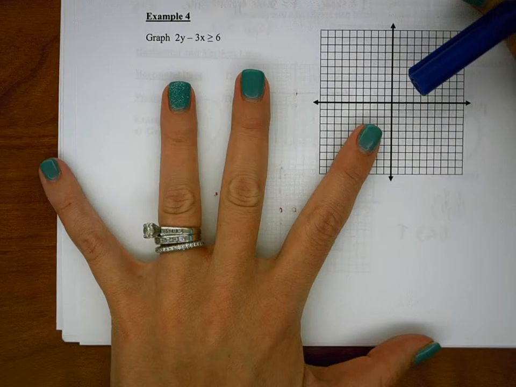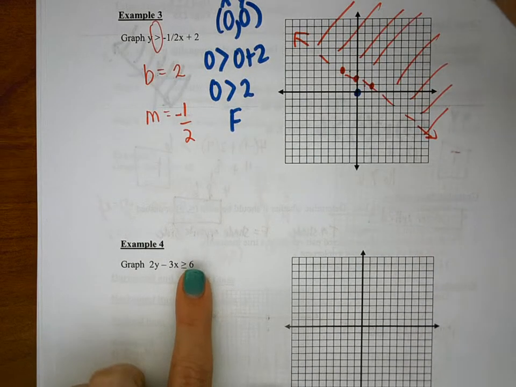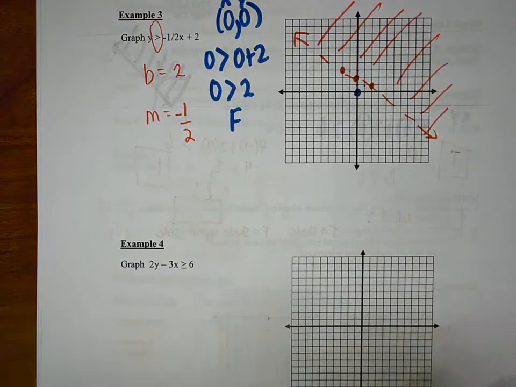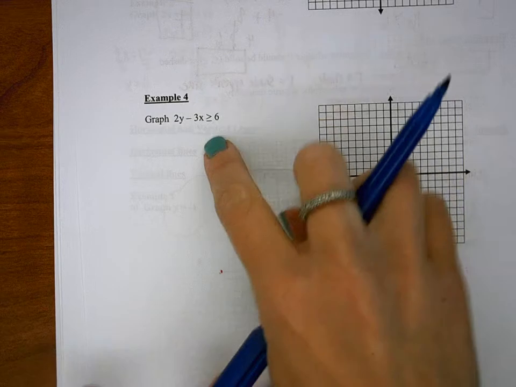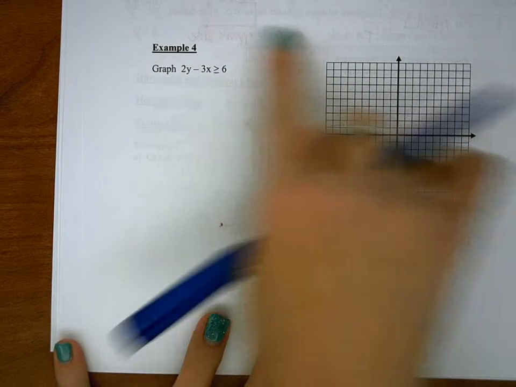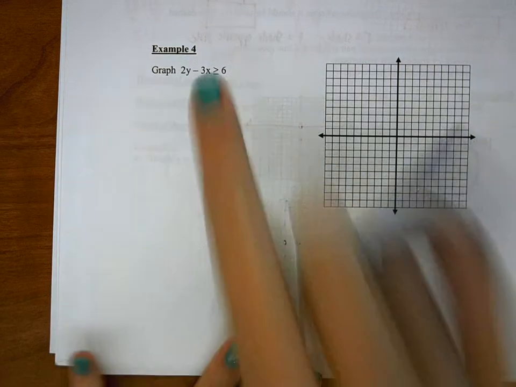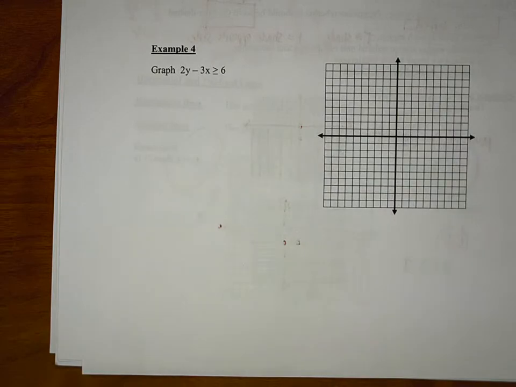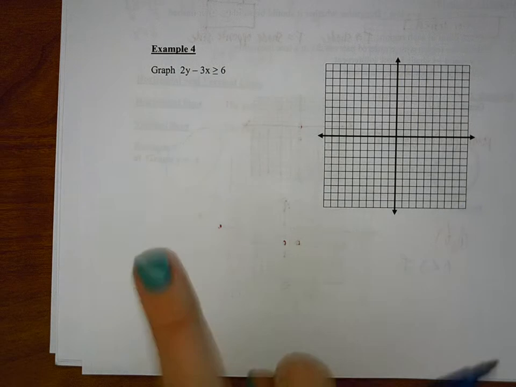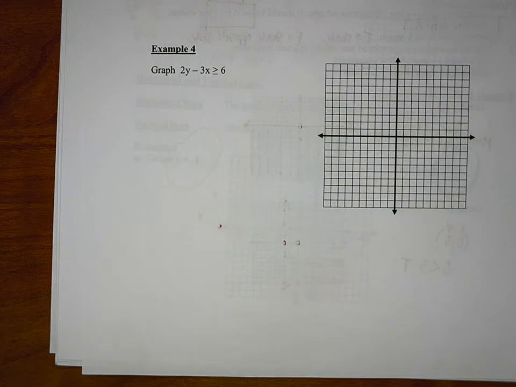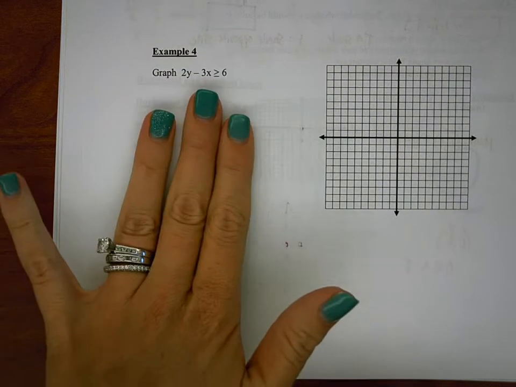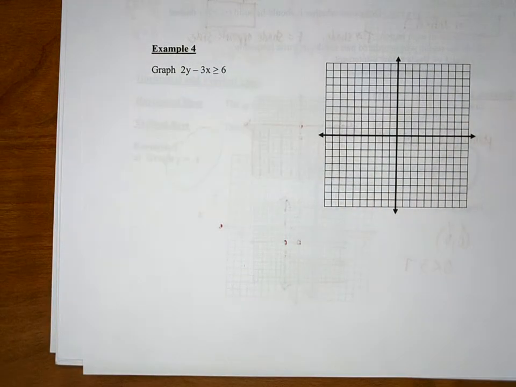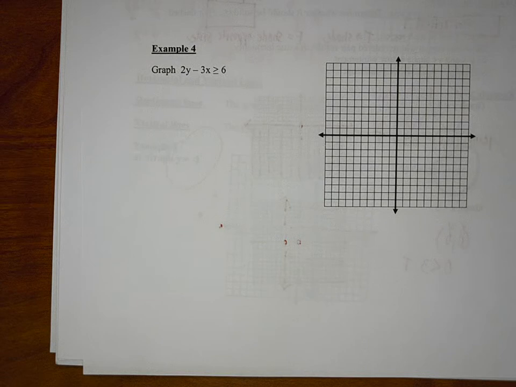All right, example 4. If you like shading here where you're like greater than means shade up and less than means shade down, you have to have this in slope-intercept form. If you keep it in standard form like this, you have to do a test point, because you know how when you move things around, sometimes you divide and you have to flip the inequality sign. So if y isn't by itself, you have to test a point or make it so that y is by itself. So do you guys want to do this in standard form, or do you want to go ahead and just change it to slope-intercept form? Okay, so we'll change it to slope-intercept form.